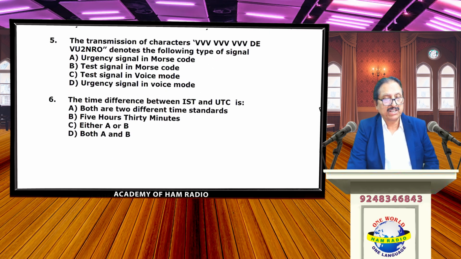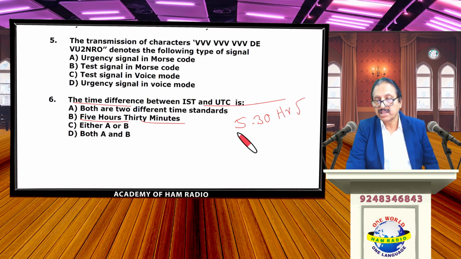The time difference between IST and UTC is 5 hours 30 minutes, 5.30 hours. So this is the difference between IST and UTC. That means IST is leading and UTC is lagging. 5.5 hours is the difference.